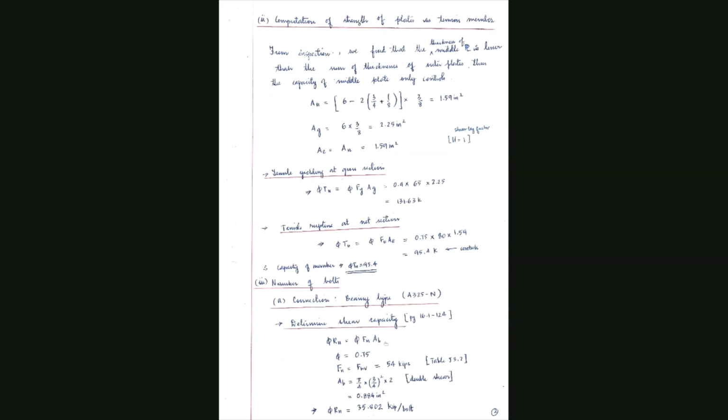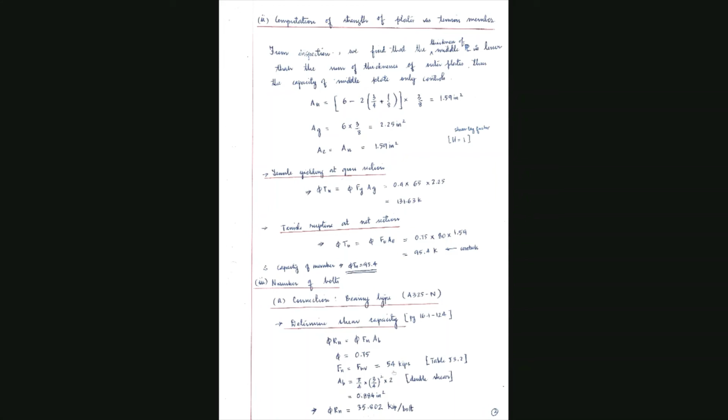To determine the number of bolts, the first part of the question says that it is a bearing type of connection with A325 N type connection. So here we see how we calculate the capacity in shear. PRN is equal to PFNB. It's PFNAB, but here it is PFNB, because it is shear. So P value is 0.75. Fn equals Fnb is equal to 54 kips.